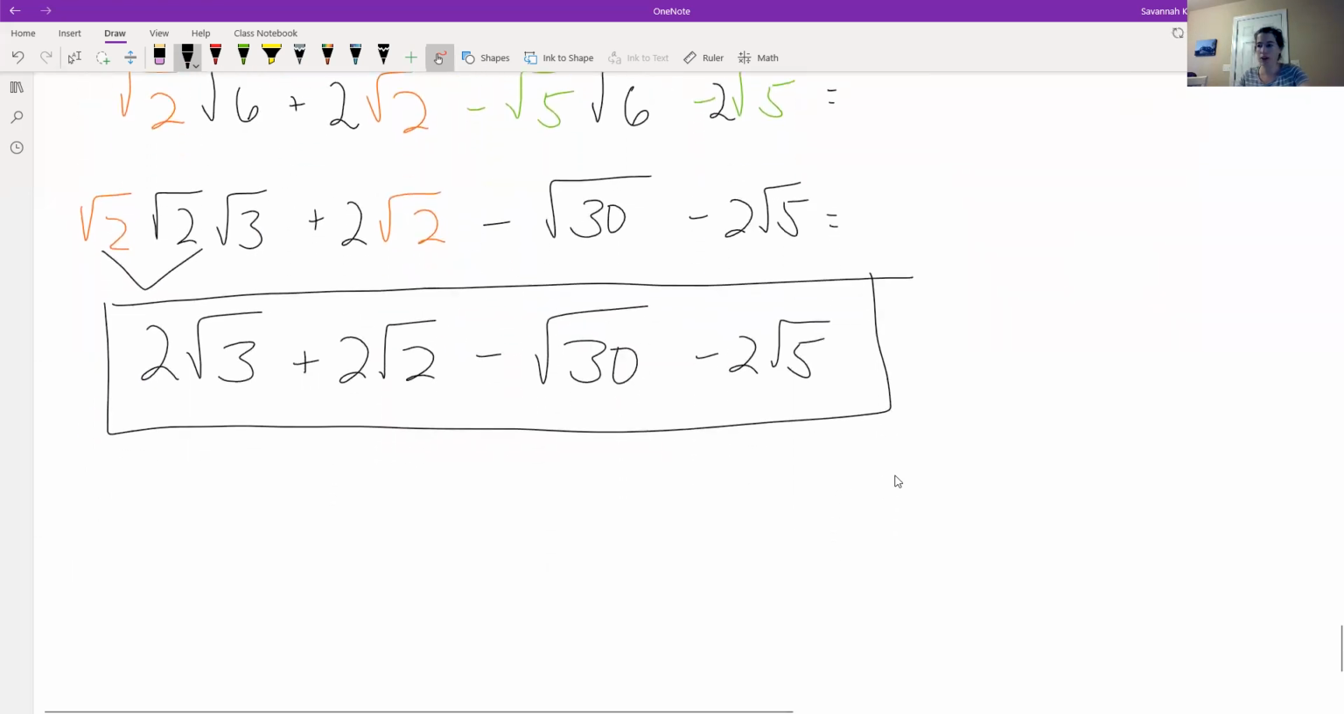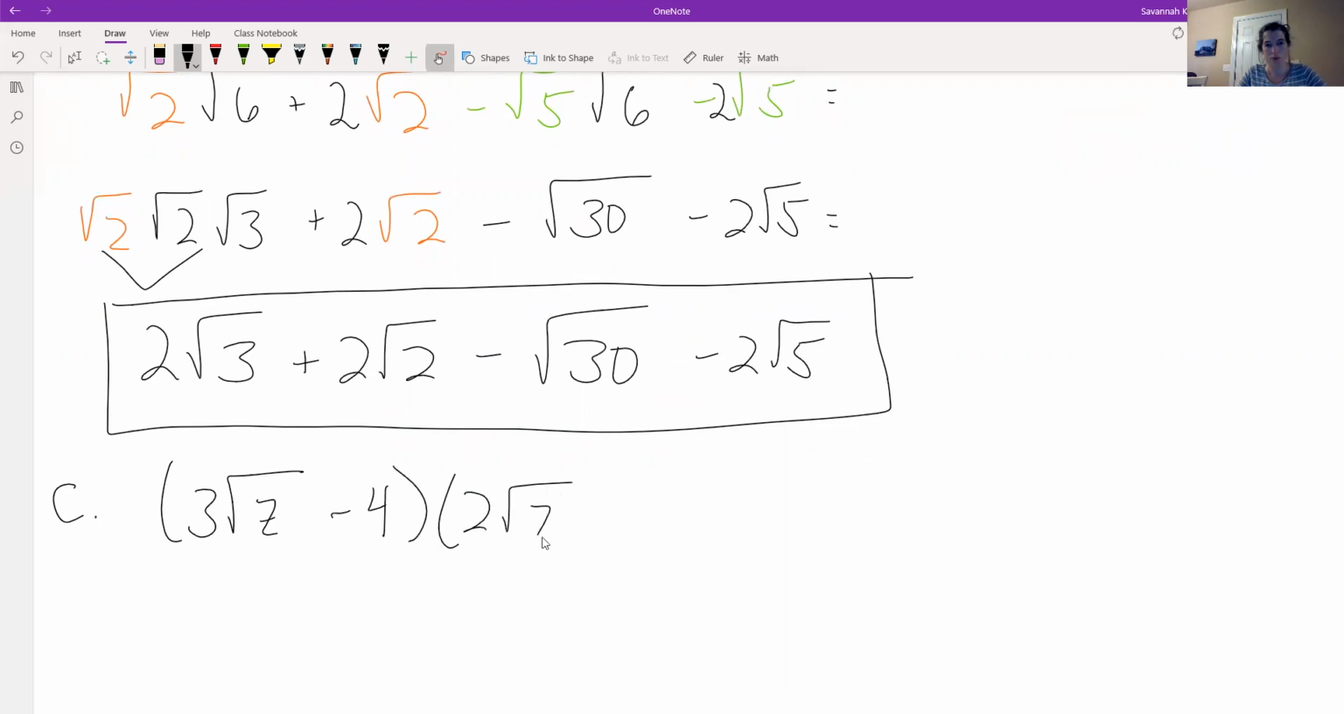Okay, we have got a load and a half of these problems to do. Okay, so same idea here. I'm just going to grab my orange and my green. I've got a multiplication here.